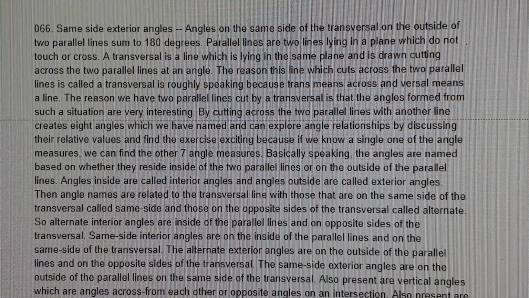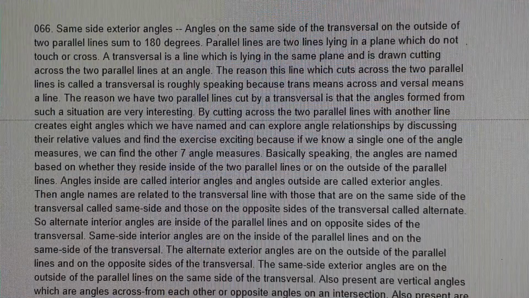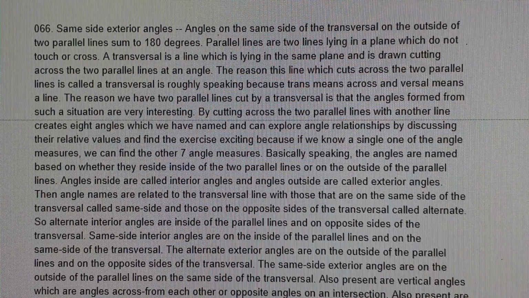Then angle names are related to the transversal line, with those that are on the same side of the transversal called same side, and those on the opposite sides of the transversal called alternate. So alternate interior angles are inside of the parallel lines and on opposite sides of the transversal. Same side interior angles are on the inside of the parallel lines and on the same side of the transversal.